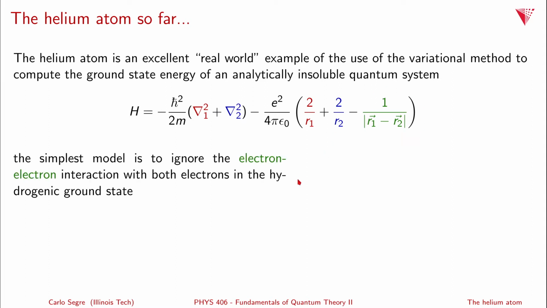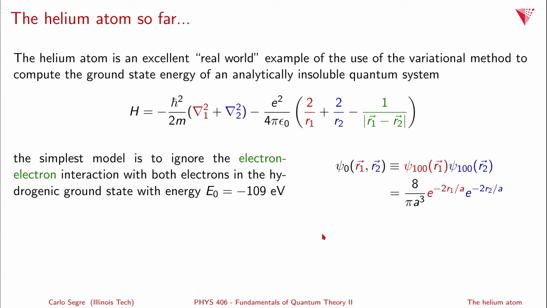The simplest model we did in Chapter 5 was to ignore the electron-electron interaction, this one in green, completely, and put both electrons in the hydrogenic ground state with a spin singlet spin wave function. That function, the spatial function, is a product function of the ground state for electron 1 and the ground state for electron 2. And we know what those look like. They're just hydrogenic-like functions, except that we have to scale up z from 1 to 2, and so this is z to the third power. And then the energy that we get for that is just twice the energy of a single electron, and that's at minus 109 electron volts.